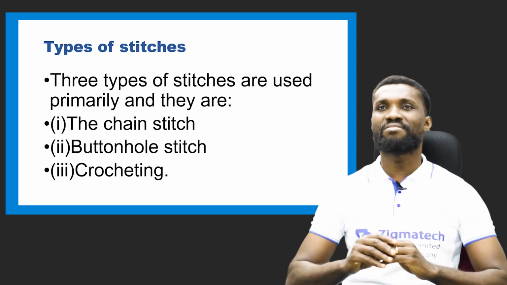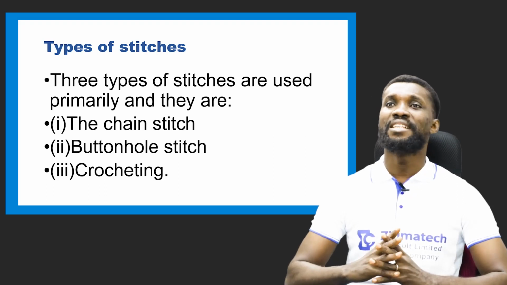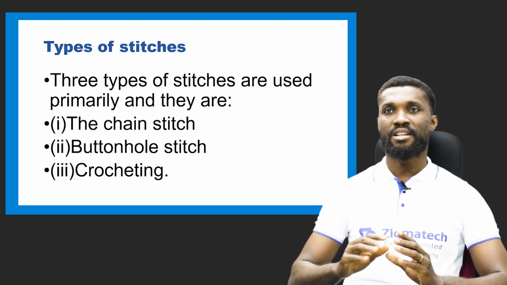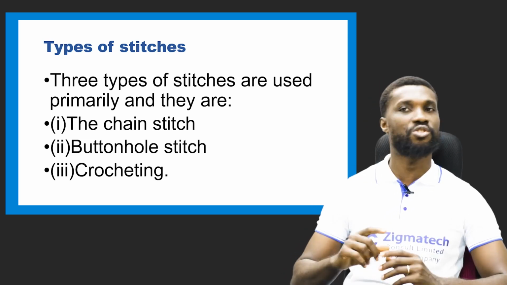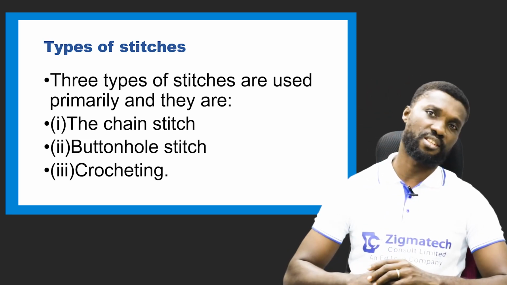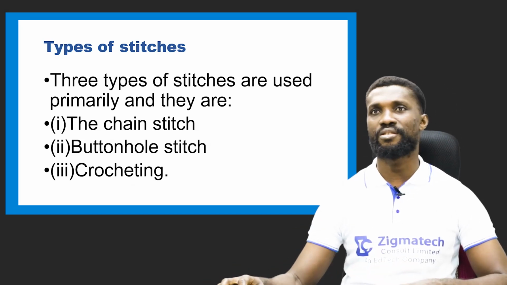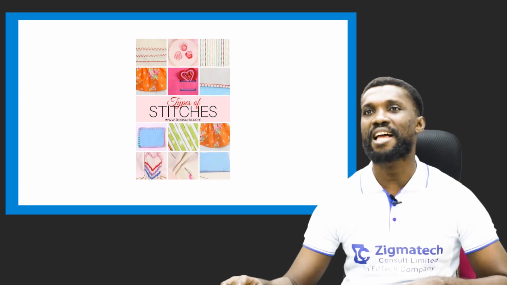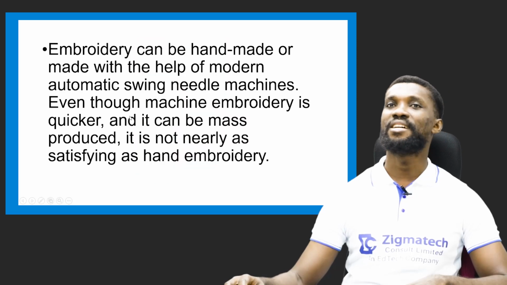So let's look at three types of stitching. We have primarily the chain stitching and the buttonhole stitching, and then we have the crocheting. There are other stitches, but we'll just concentrate on these few. All right. Now, types of stitches. You see all these are different types of stitches that you can actually practice, and they have their names.